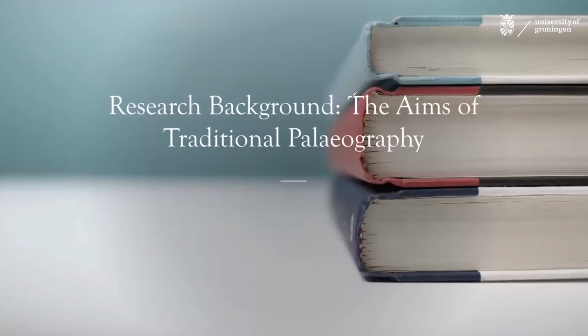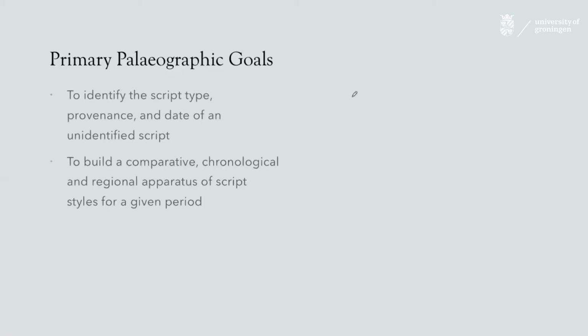First I will talk about the research background and show how my research relates to the aims of traditional paleography. The primary paleographic goals, as I'm sure we're all aware, but I'll just review them, are first to identify the script type, provenance, and date of an unidentified script. To do that, we need to be able to compare two scripts that have been dated or provenanced. Therefore, a lot of the paleographic books are building an apparatus of these script styles.